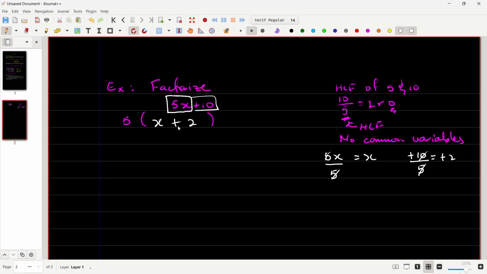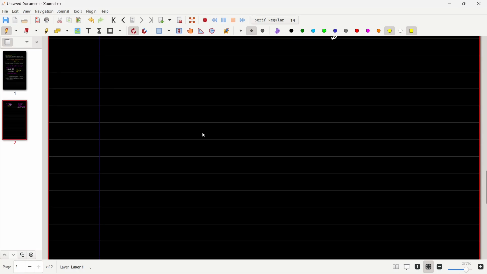You can test if it's the factorized form by simply using the distributive law and multiplying these back out. In other words, I'll take this, multiply by this, and multiply by this. If I can get the original expression, then that means I factorized correctly. In the problems you'll get at the end, you can factorize and then multiply it back out. If you get the exact same answer up here, then you did it properly. All right, again, let's try another one.